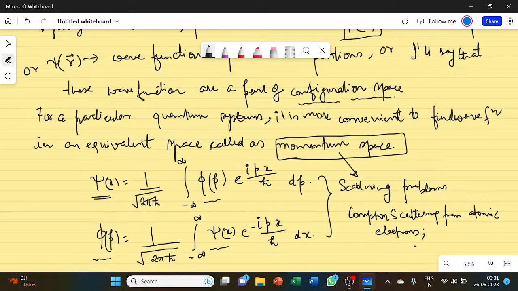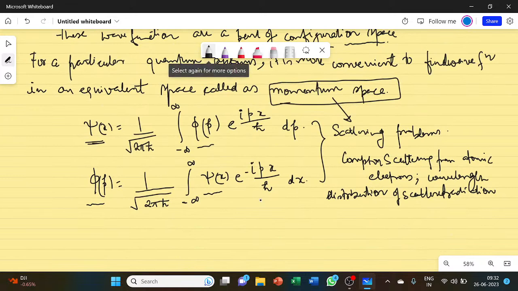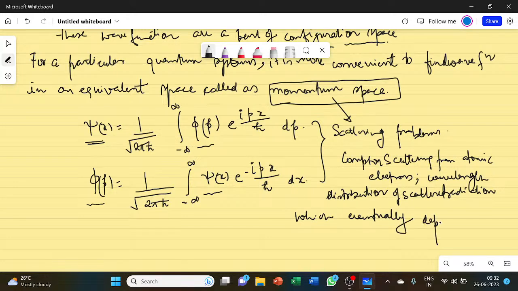Okay, here you know that the data that we derive from experimental conditions is the wavelength distribution. We get the wavelength distribution of the scattered radiation, which eventually depends upon the momentum distribution of the target electrons.